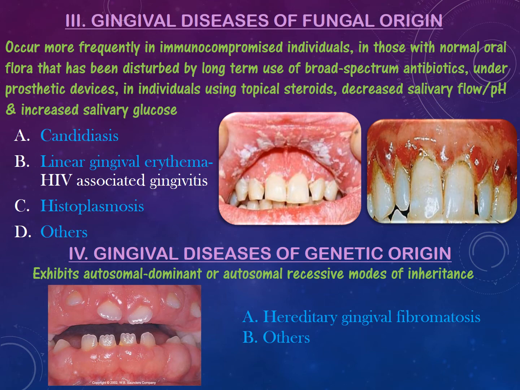Gingival diseases of genetic origin. It exhibits either as an autosomal dominant or as an autosomal recessive mode of inheritance. The most clinically evident condition is hereditary gingival fibromatosis, in which the gingival enlargement may completely cover the teeth, delay the eruption, or it may present as an isolated finding, or it is associated with syndromes.